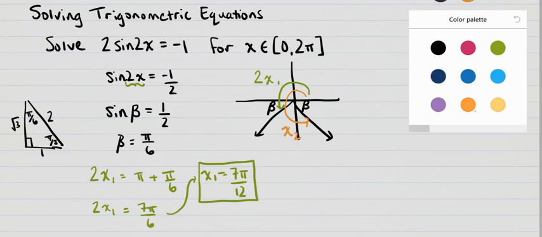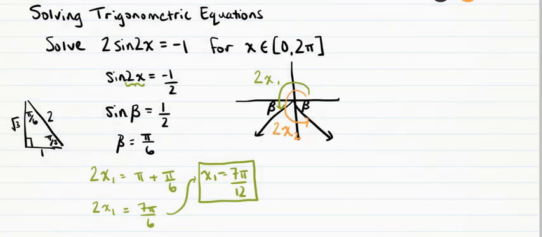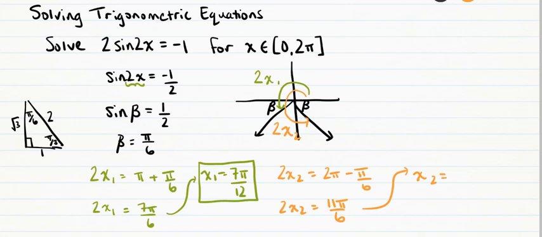We're going to do the same thing with the second angle. I'll start with the 2x2 on the diagram this time. So 2 times x2 is 2 pi subtract beta, so 2 pi minus pi over 6. 2 pi would be the equivalent of 12 pi over 6, so 12 pi over 6 minus 1 pi over 6 gives us 11 pi over 6. Dividing both sides by 2 gives us that x2 is equal to 11 pi over 12. So that gives us two possible solutions to this equation, but we're actually not quite done yet.